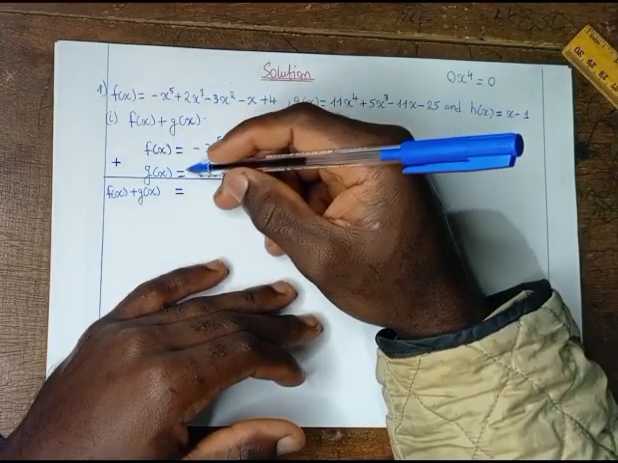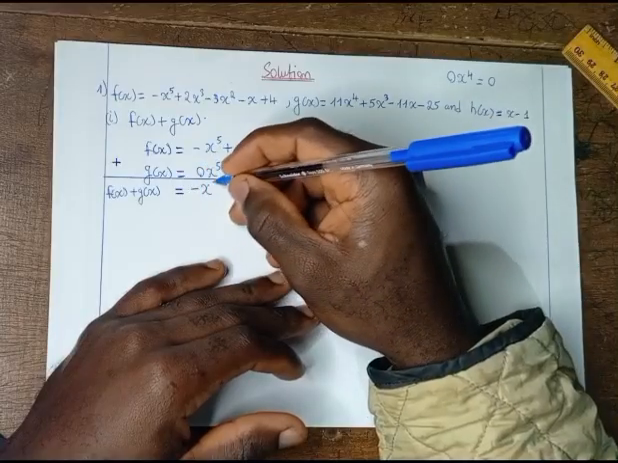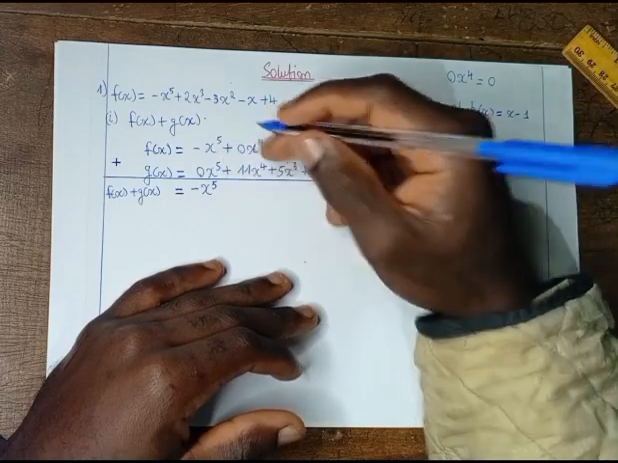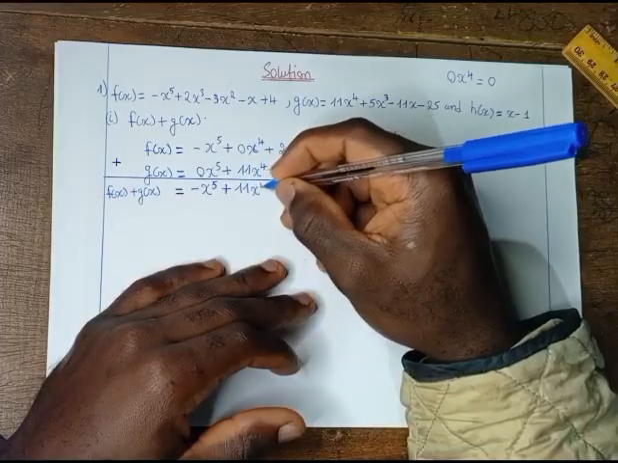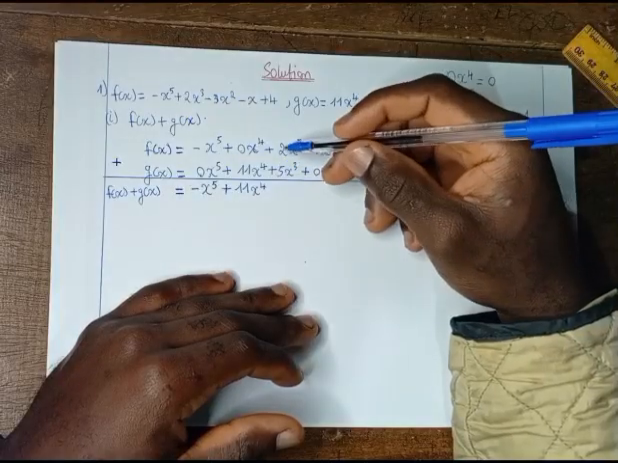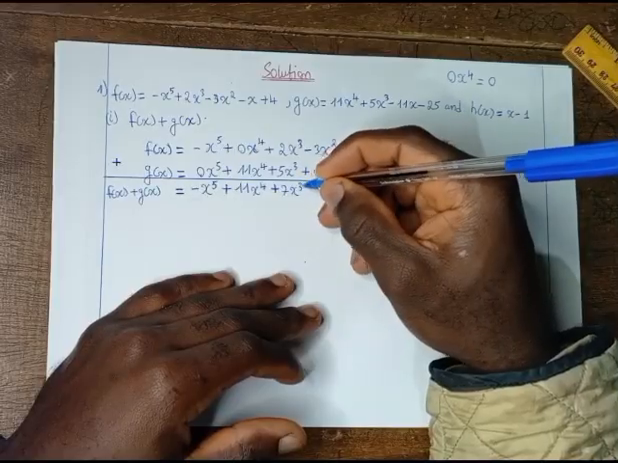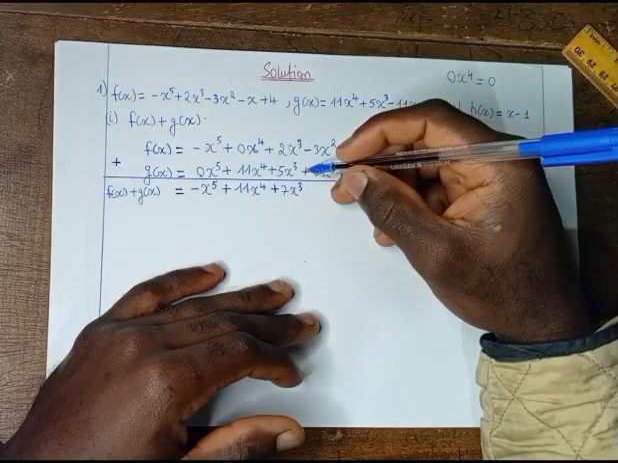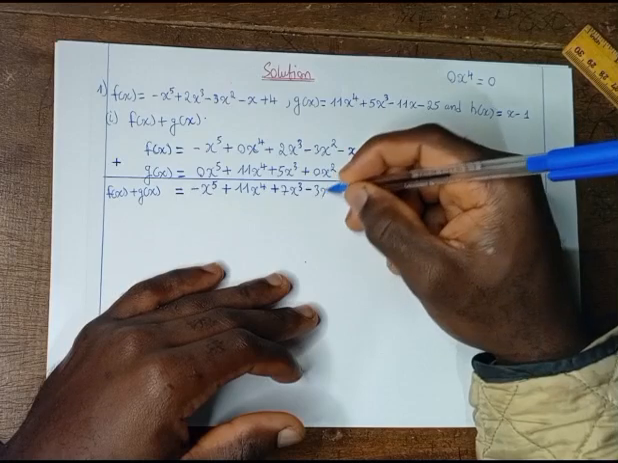I know negative x to the power 5 plus 0x to the power 5 will remain the same as negative x to the power 5. Next, 0x to the power 4 plus 11x to the power 4 will give us plus 11x to the power 4. Next, 2x cubed plus 5x cubed. 2 plus 5 gives us 7. So this will give us plus 7x cubed. Next, negative 3x squared plus 0x squared. This will give us negative 3x squared.